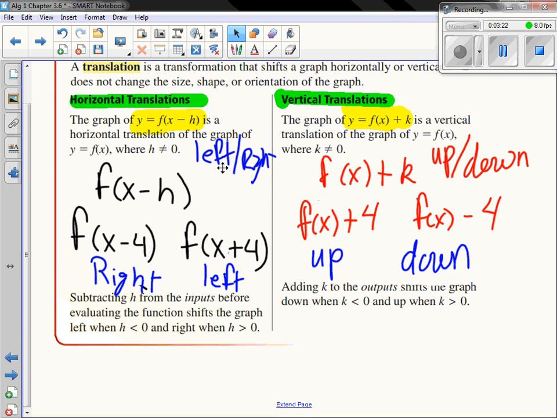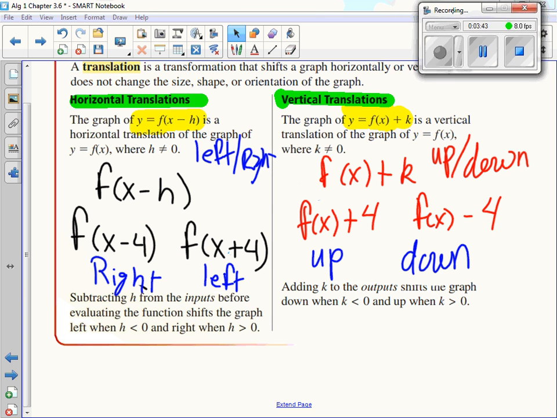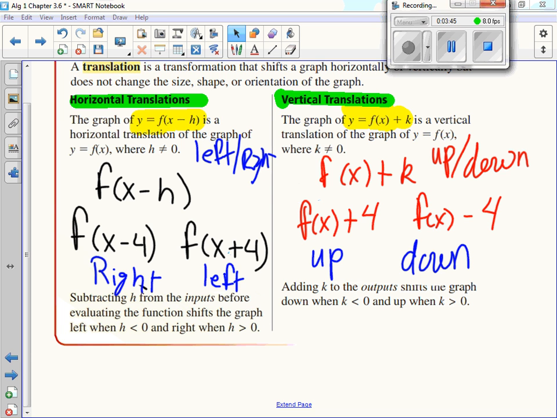And really what we're talking about with all this here is just moving the graph. So if it's inside parentheses, it's moving the whole graph to the right or to the left, that amount. Vertical translation, it's moving the whole graph up, that amount, or down. Any questions on any of this here so far?